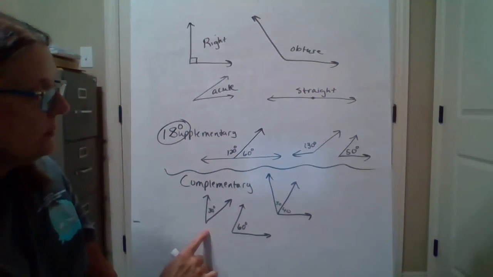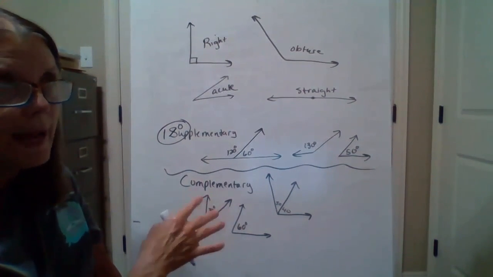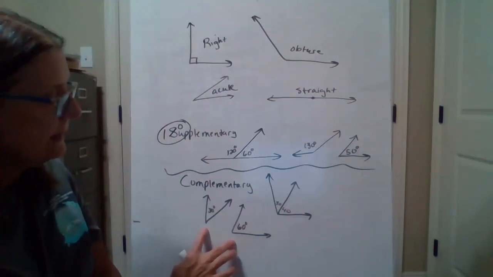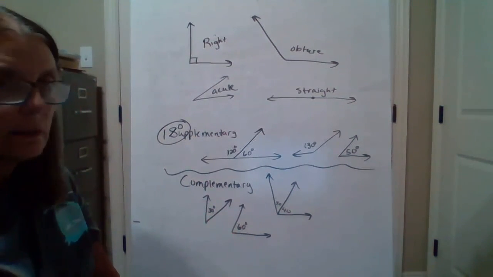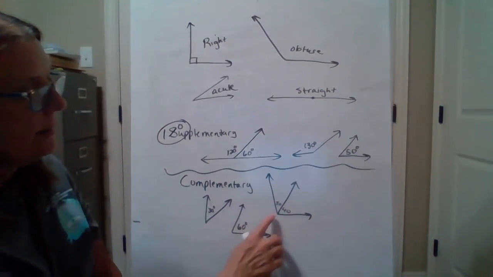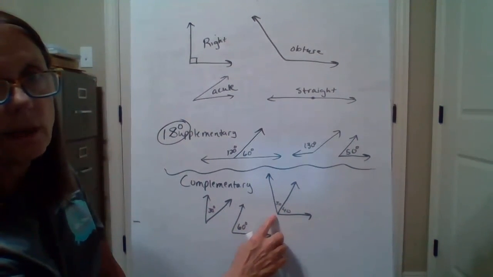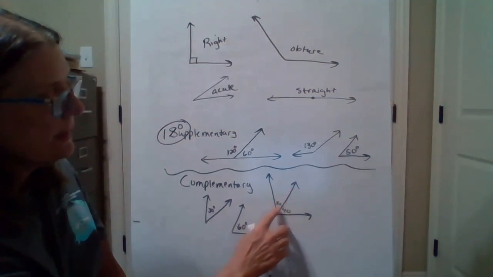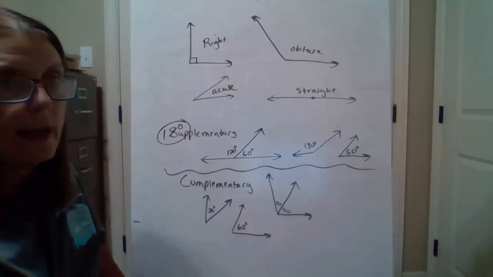For complementary, we want a pair that adds up to 90. So a 30 degree and a 60 degree angle would work. This is a non-adjacent pair. Here is an adjacent example. So they share this common side, but we've got a 50 and a 40 that add up to 90.